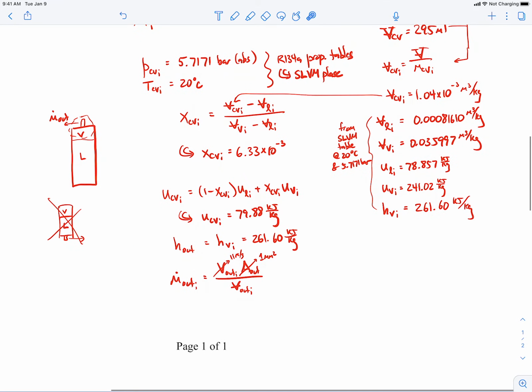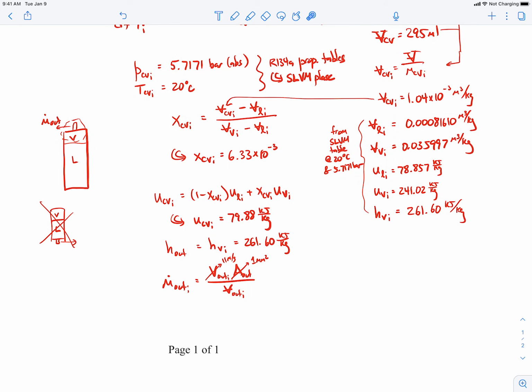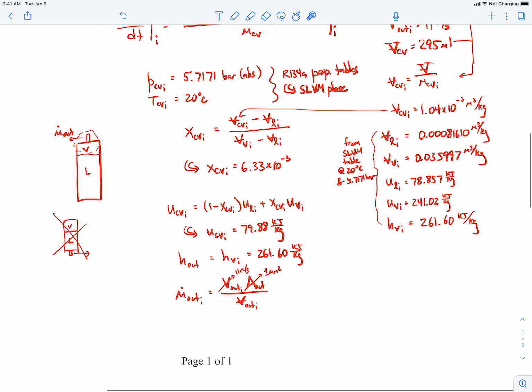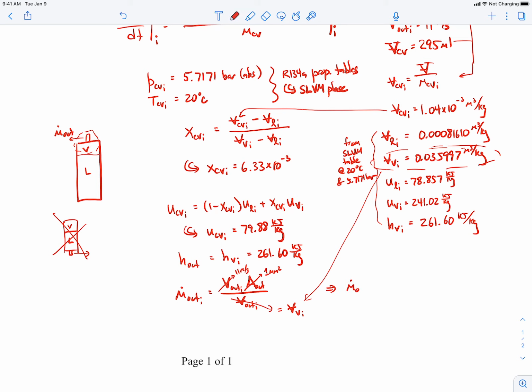Okay. And then the specific volume of the R134A when it's coming out, remember that'll be the specific volume of the vapor. So this will be equal to the specific volume of the saturated vapor initially, which we know is this quantity right up here. Remember, it's just saturated vapor coming out. So when we solve for the mass flow rate out initially, that'll come out to be 3.0558 times 10 to the minus 4 kilograms per second.